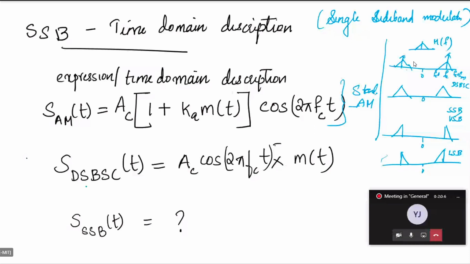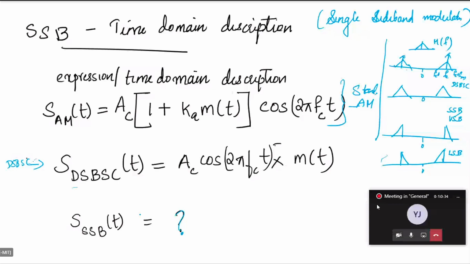For a DSB-SC signal, the description is Ac cos 2 pi fc t into m(t), the product of those two. Okay, now how will you write an SSB, single sideband modulated signal? What will be the expression of an SSB? It is actually a filtered version of DSB-SC. So the DSB-SC signal passes through a band pass filter, and you are going to get SSB. So in time domain, how are you going to write the SSB signal? That is our first topic for the day, time domain description.